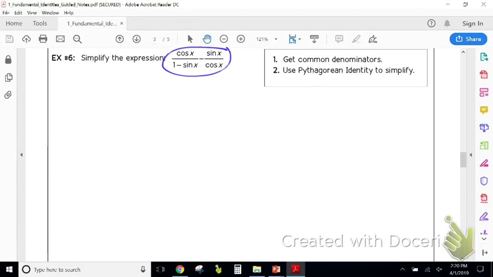Okay, so how do we find... Alright, in order to subtract the fractions, we're going to have a common denominator. How can we find a common denominator? Well, the easiest way to get a common denominator is just to multiply your denominators, isn't it? Yes. Alright, so that means we're going to take 1 minus sine and multiply it by cosine.